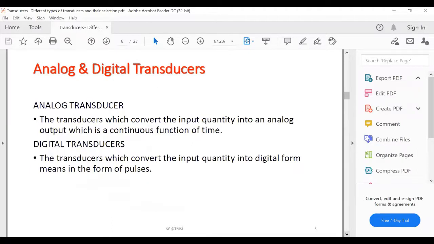Analog and digital transducers are also available. An analog transducer converts the input quantity into an analog output, which is a continuous function of time. Digital transducers are those which convert the input quantity into digital form, in the form of pulses.